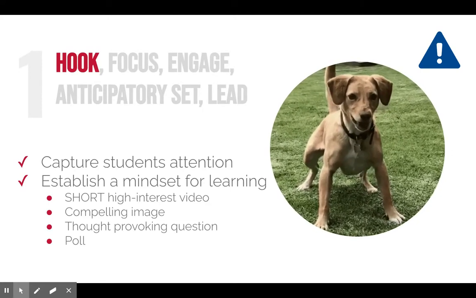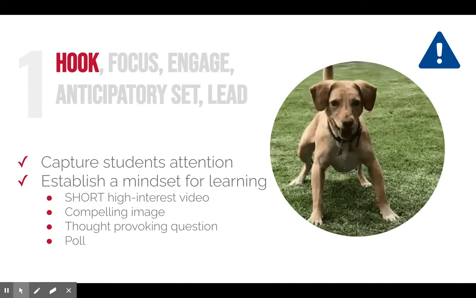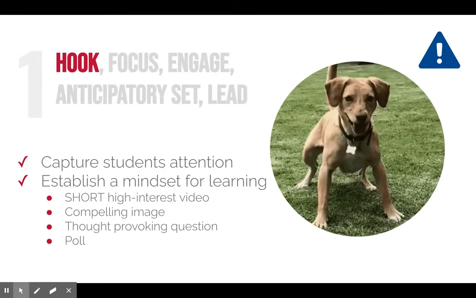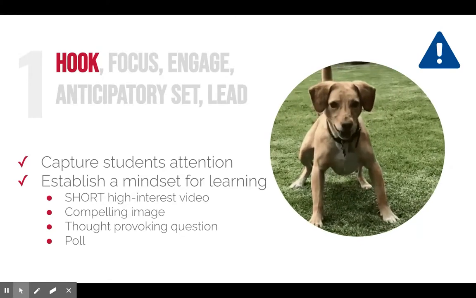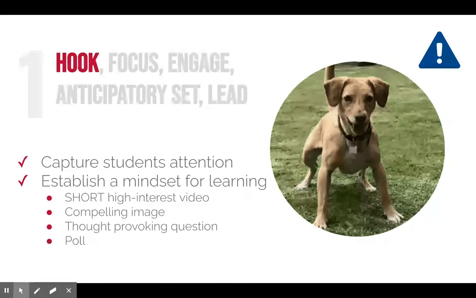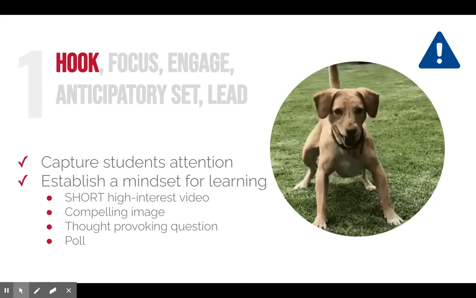In the digital space, this could be a short, high-interest video, a compelling image, a thought-provoking question, or a poll. It could even simply be a video that you create on your phone or your computer of you setting the stage for the lesson, letting them know what they're going to be learning today, what the expectations are.